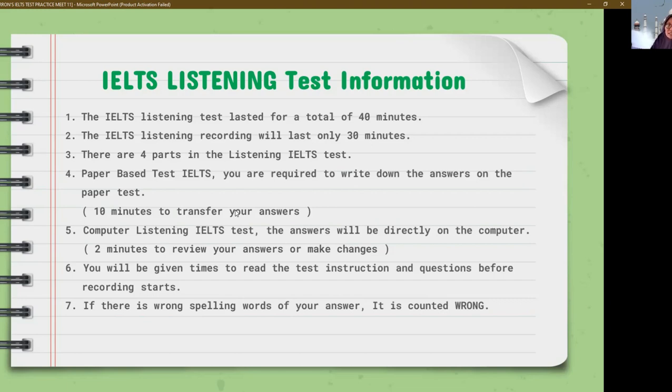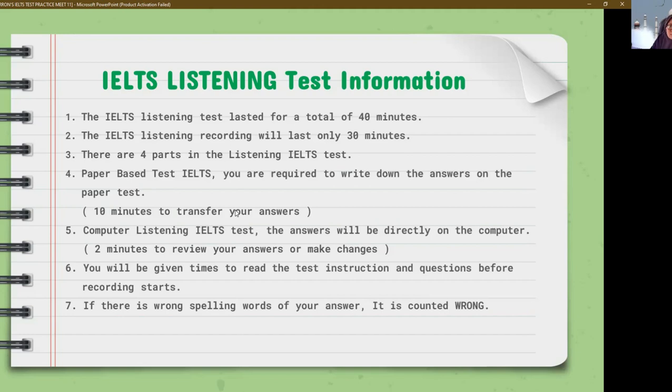And then secondly, the IELTS listening recording will last only 30 minutes. The recording is only 30 minutes, but you will do the test in about 40 minutes because there is rest time. You need to pay attention to the instructions. You need to read the questions on the test paper. The audio will give you a pause for a while to read and also to transfer your answer.